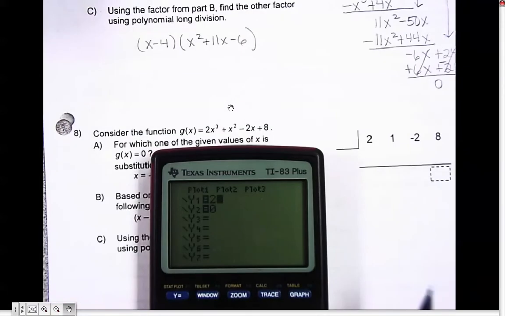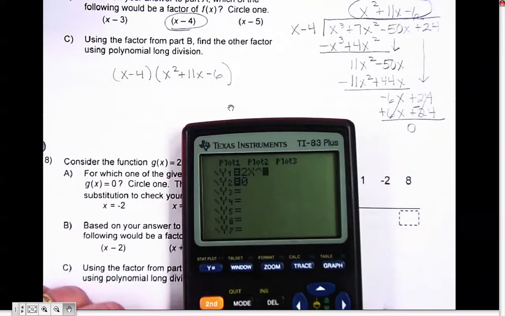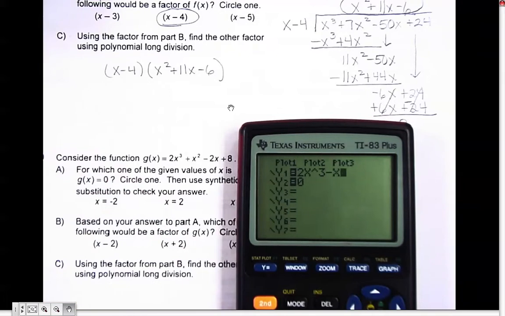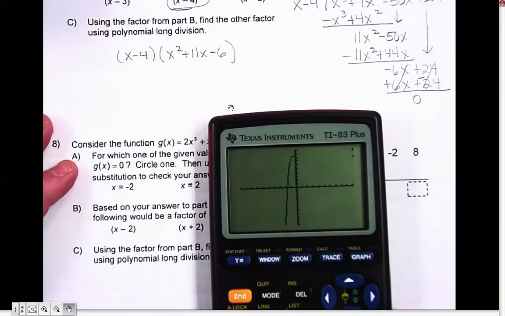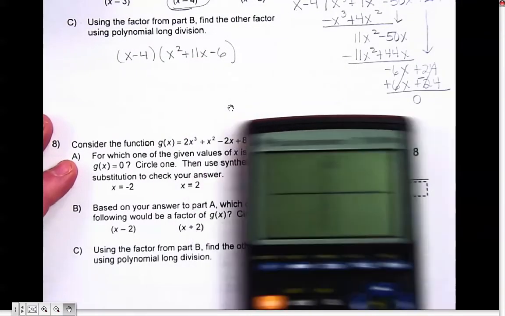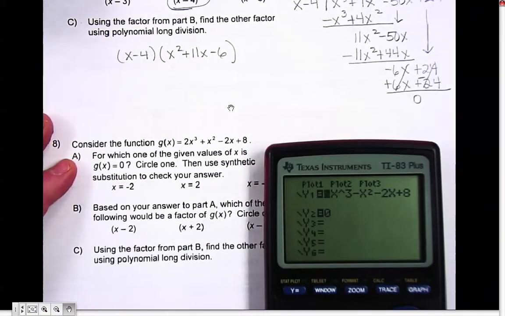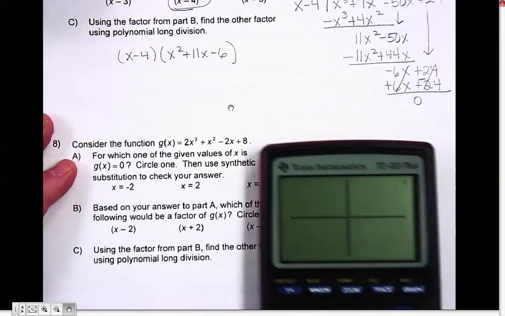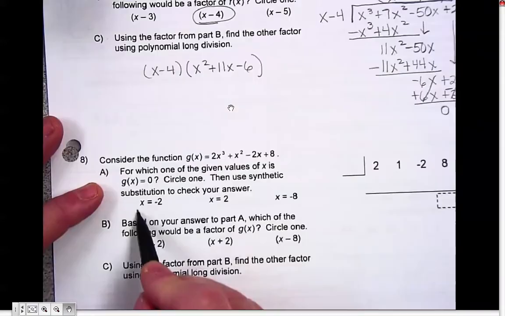We have 2x to the third minus x squared minus 2x plus 8. Graph it. Looks like there's maybe one at negative 2. Did I put that in right? 2x to the third, it's plus x squared. Minus 2x plus 8. Okay. There we go. Now it actually is through negative 2. So one of our solutions is negative 2.